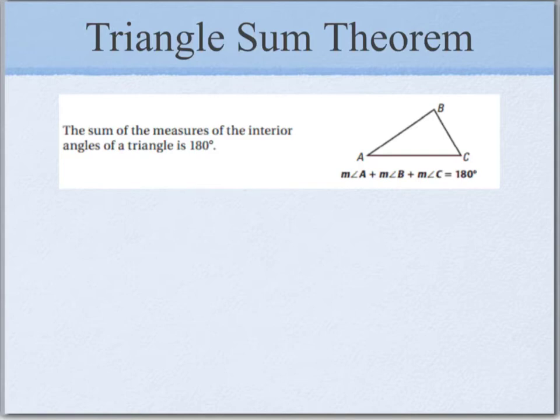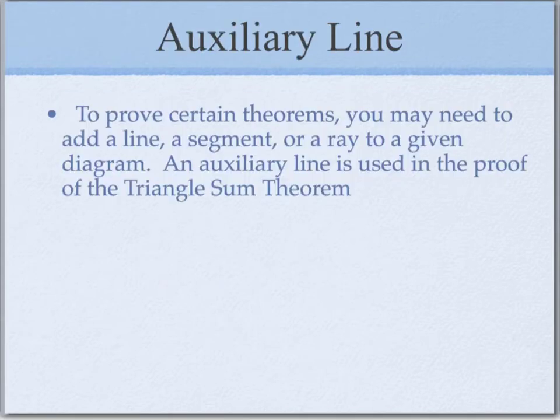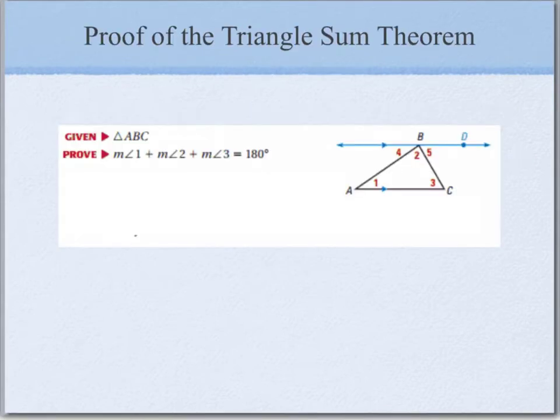Okay? Sometimes when we use a diagram in a proof, we want to add a line, a segment, or a ray to the given diagram. We're going to do that in the proof of the triangle sum theorem. We're going to add an auxiliary line to the diagram. So let's look at that auxiliary line drawn in there.